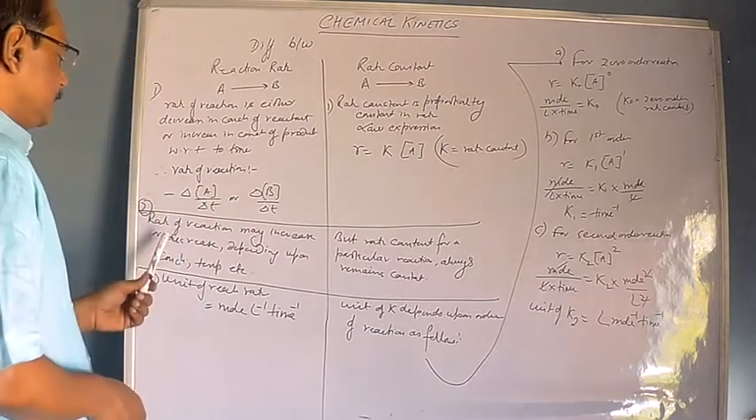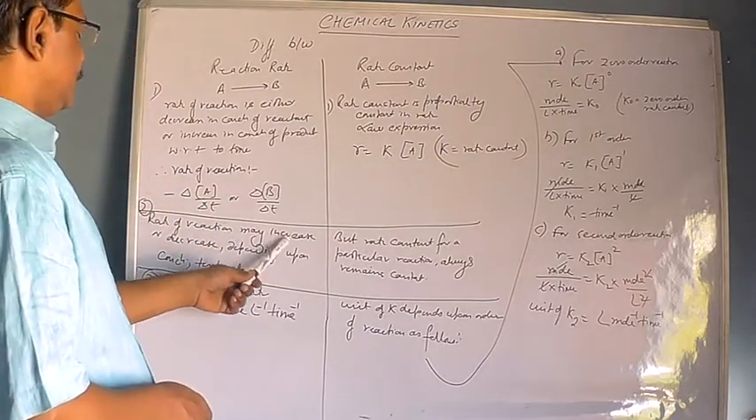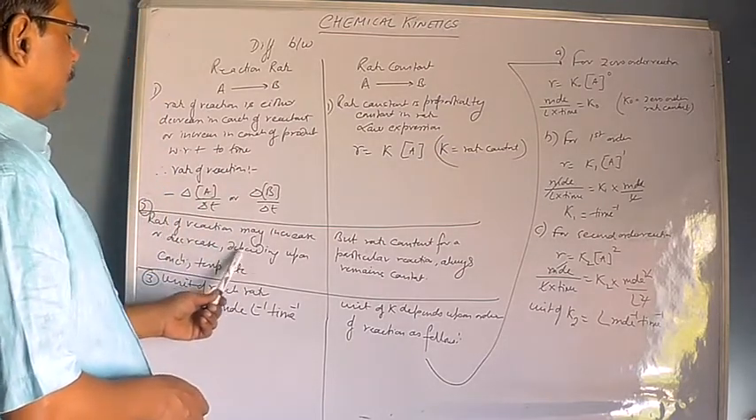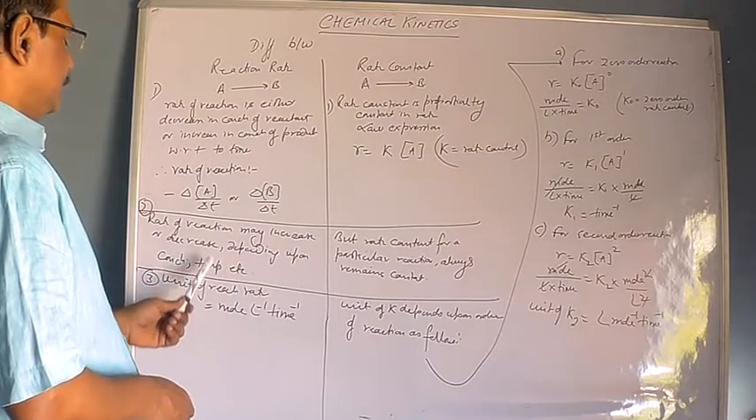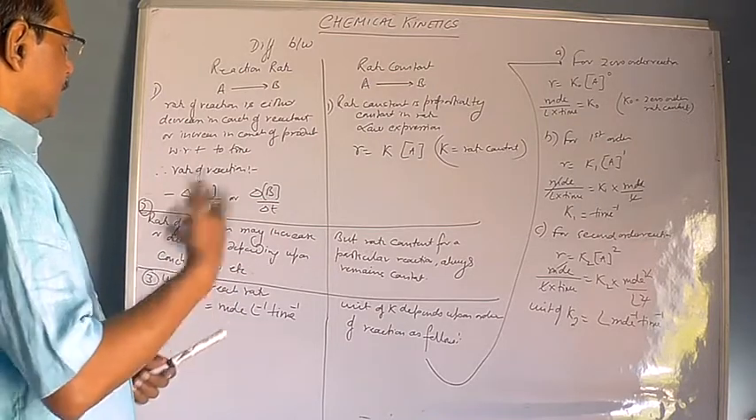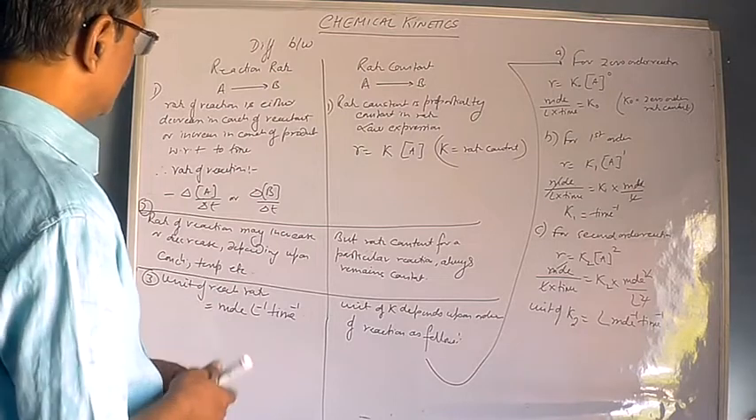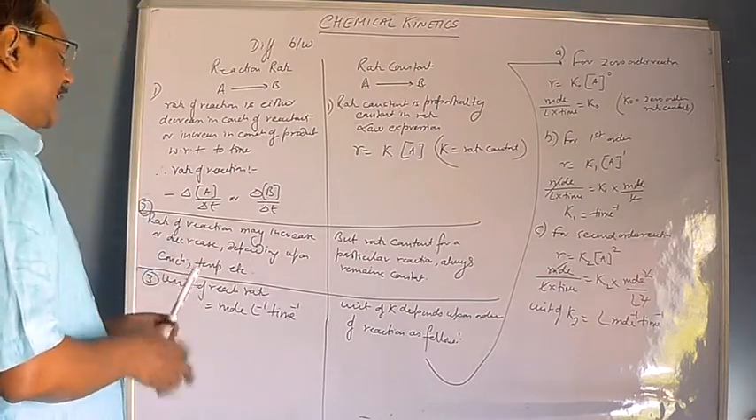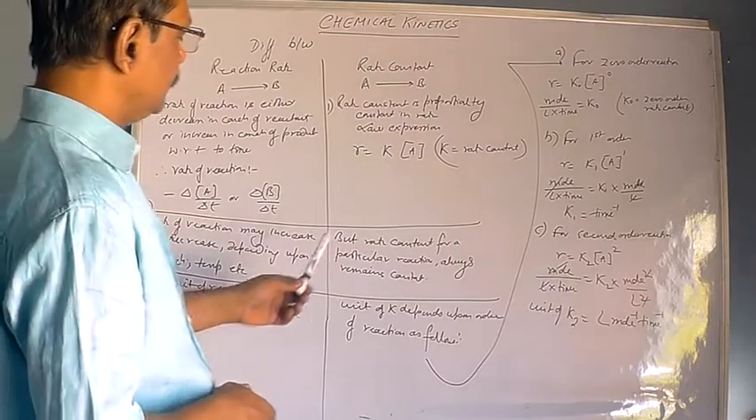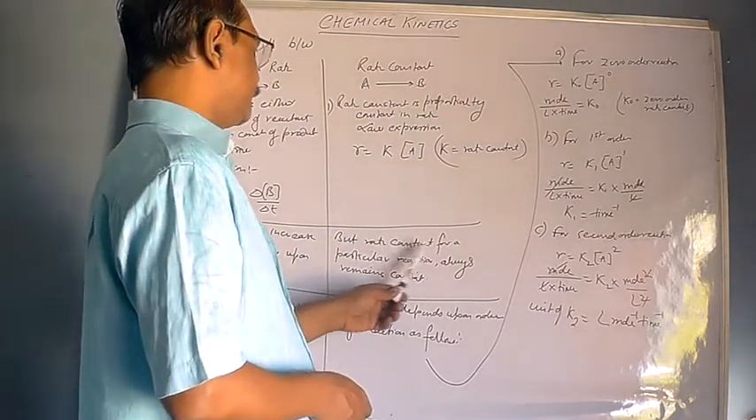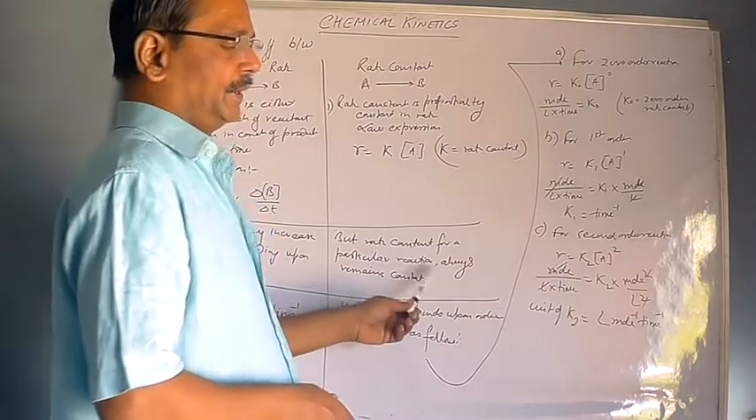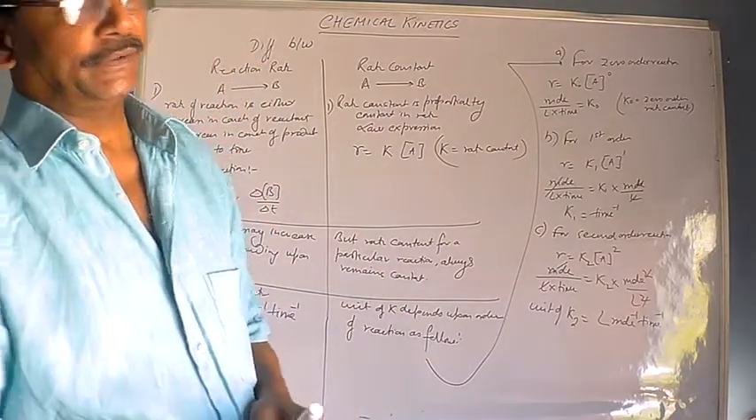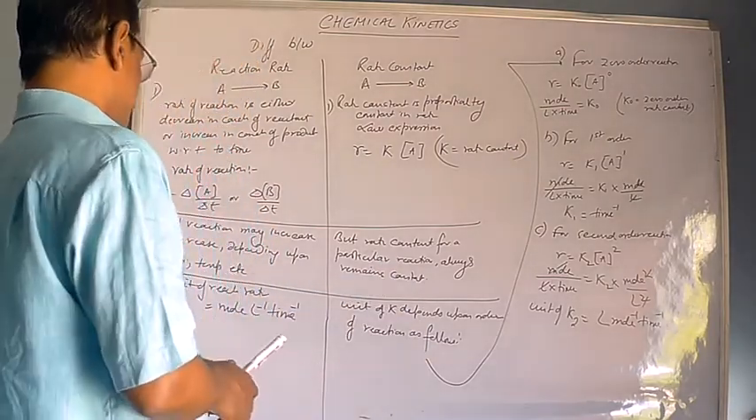Then the second difference: rate of reaction may increase or decrease depending upon concentration, temperature, etc. These factors we will be studying in due course of time, but for the time being you must understand that rate of reaction can be changed. But class, rate constant for a particular reaction always remains constant. It is not going to change.